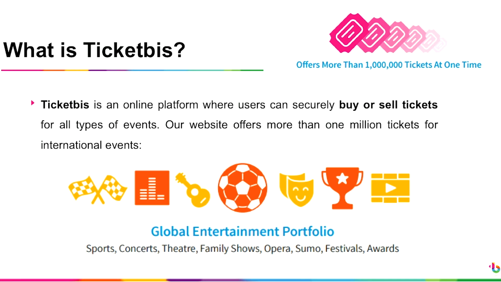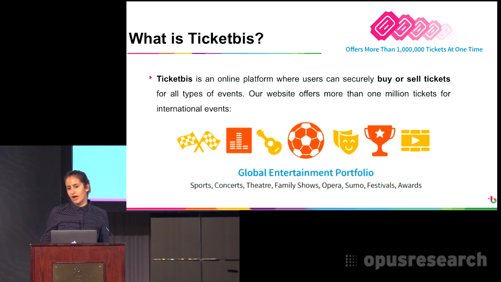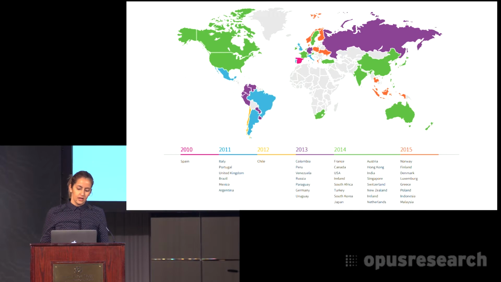Okay, so Ticketbis is an online platform where users can buy or sell tickets to events worldwide. This kind of business is relatively new and unknown to some countries. However, in the US, it has been around for over a decade. Ticketbis started in 2009 and became a market leader in its first year. Due to this success, the company began a huge internationalization process.